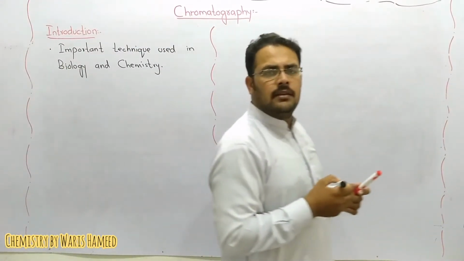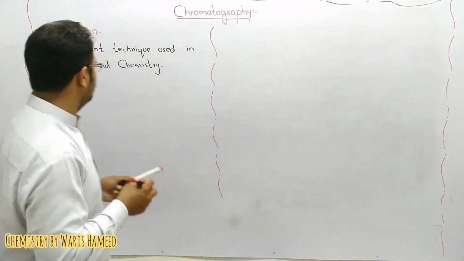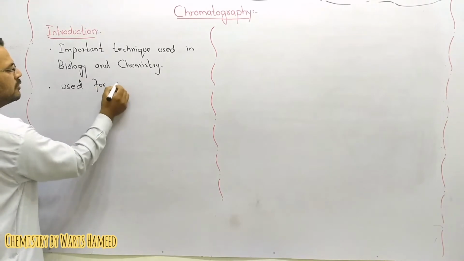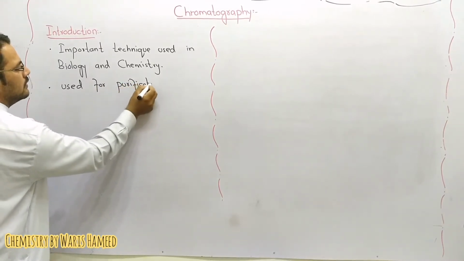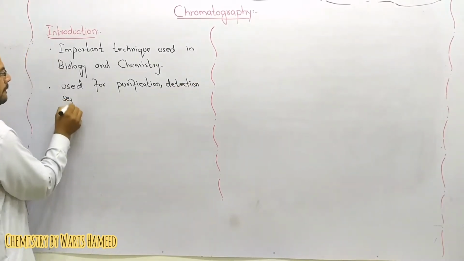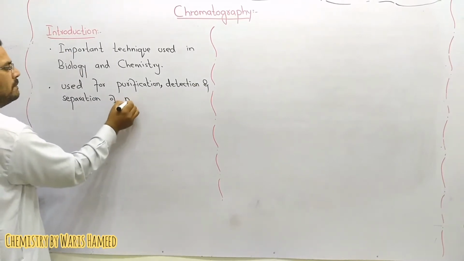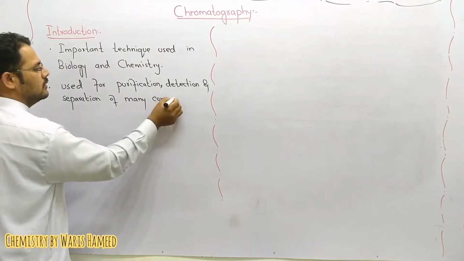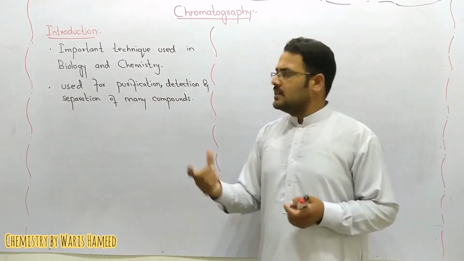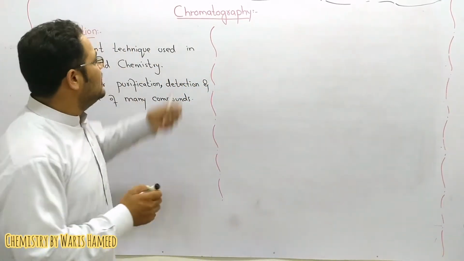Chromatography is an important technique that is mostly used by scientists for detection, separation and purification of different compounds. Chromatography can be used for detection, purification and separation of many compounds, so it is very important for the chemist and biologist. What does chromatography mean?